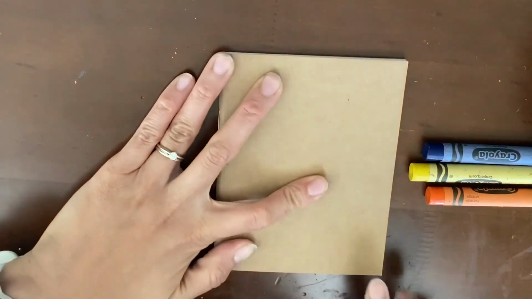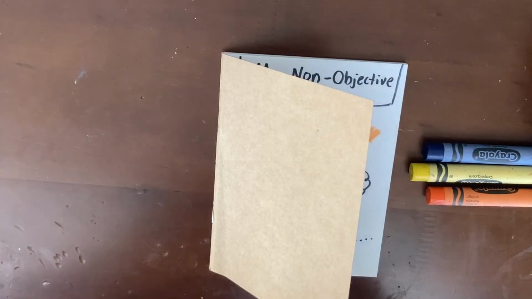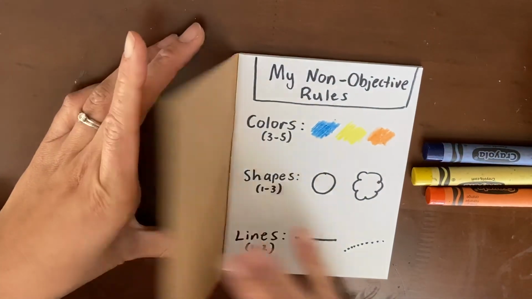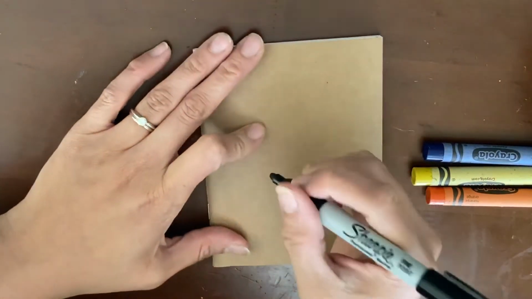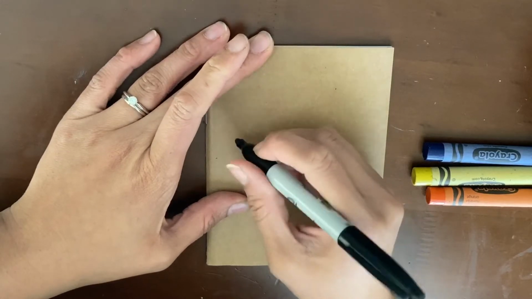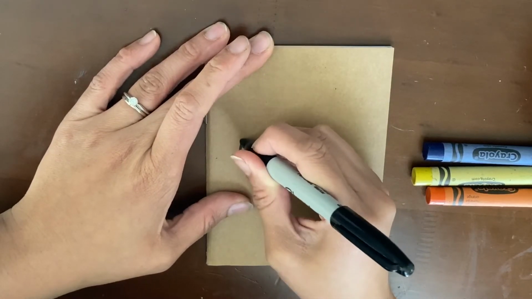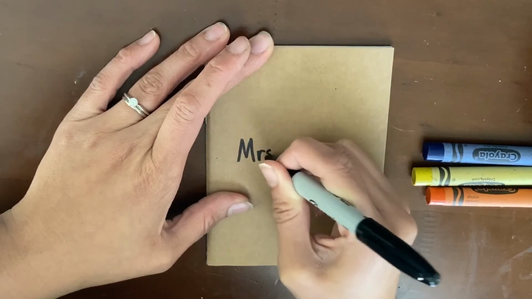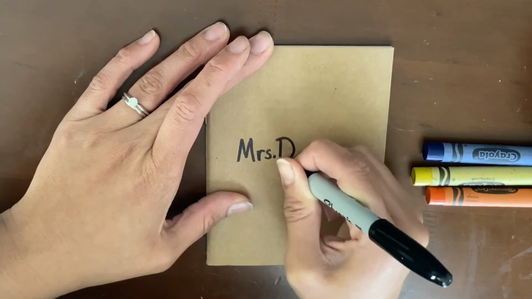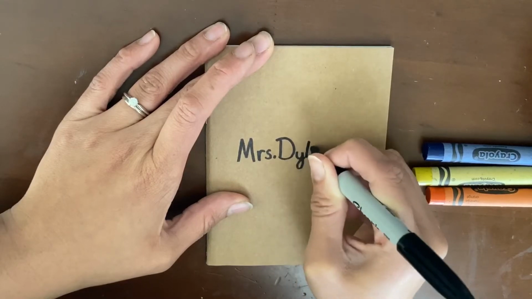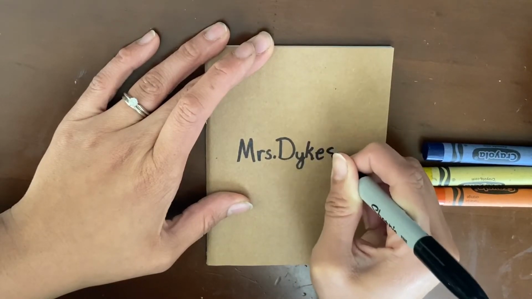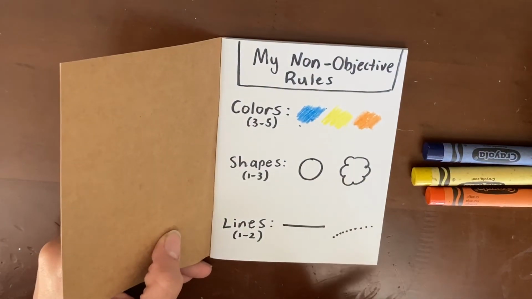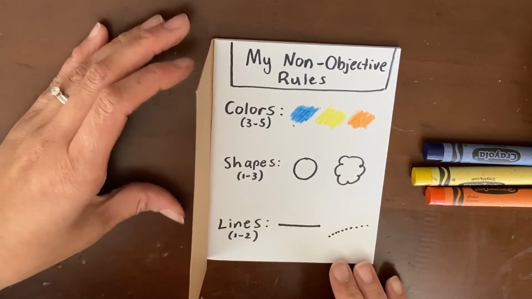So on your front cover, you can write your name, and then around your name, I want you to design using your non-objective rules. So you can think to yourself, am I going to make big shapes? Am I going to make small shapes? Will my shapes overlap? Or will my shapes create a pattern and be really neat and organized? Will I have shapes inside of other shapes? These are all ideas you can think about and play with. I'm going to use Sharpie.